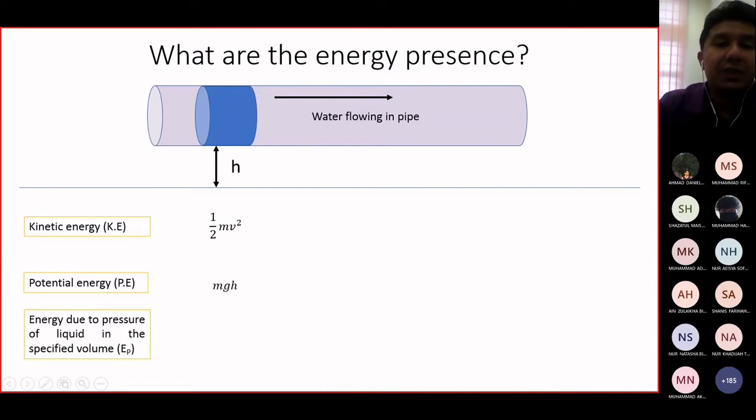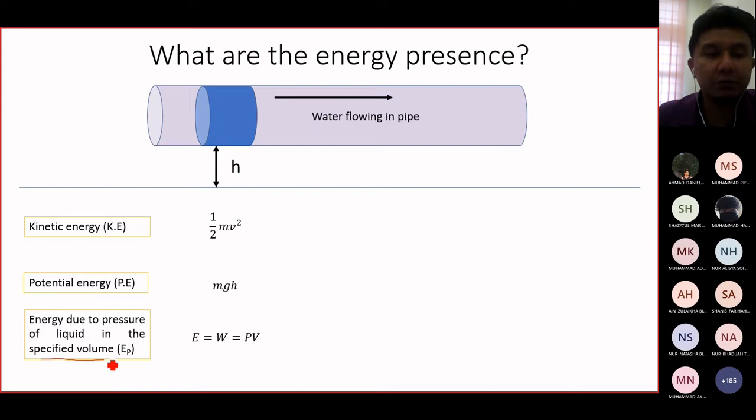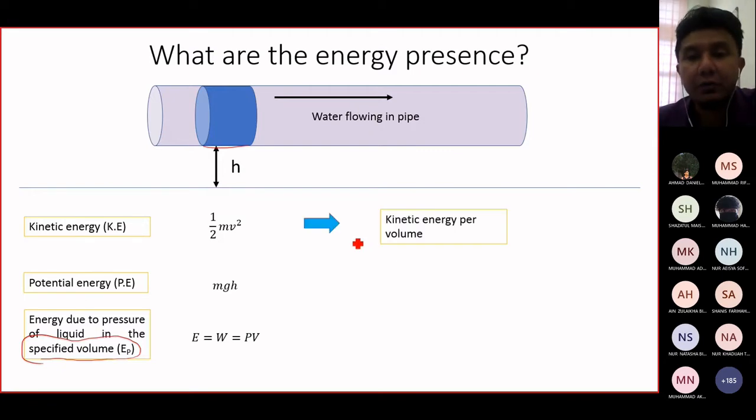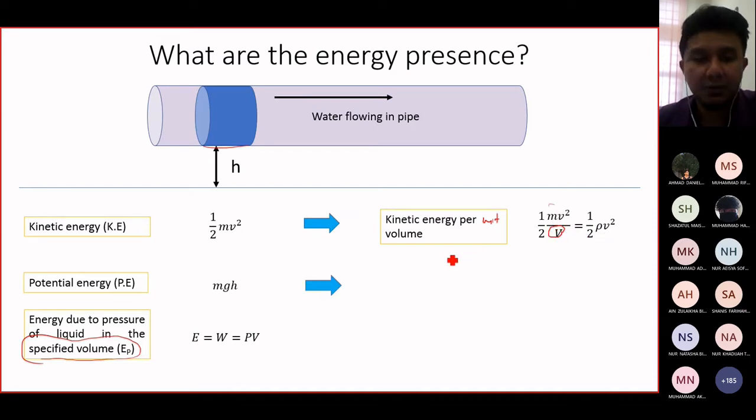And just now, we have proven that pressure is also a form of energy. So we say that the energy due to pressure of liquid in the specified volume is PV. Why V? Because we specified this volume. Now energy per unit volume is like this. Kinetic energy per unit volume: we divide by volume, so we get density. Mass divided by volume is density.